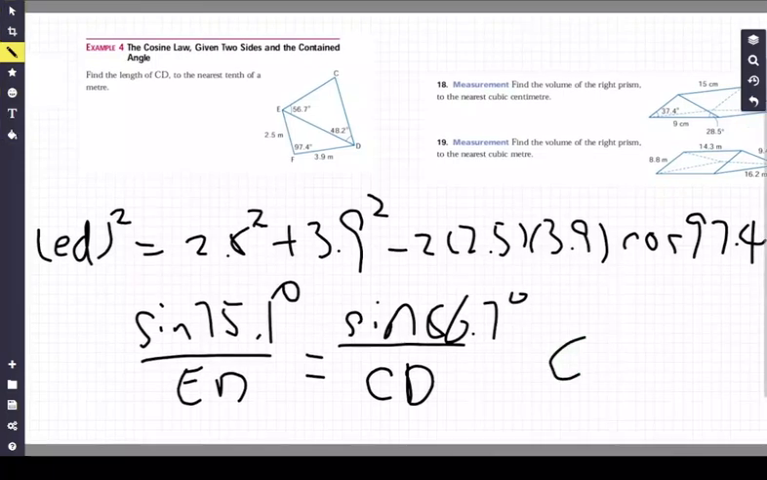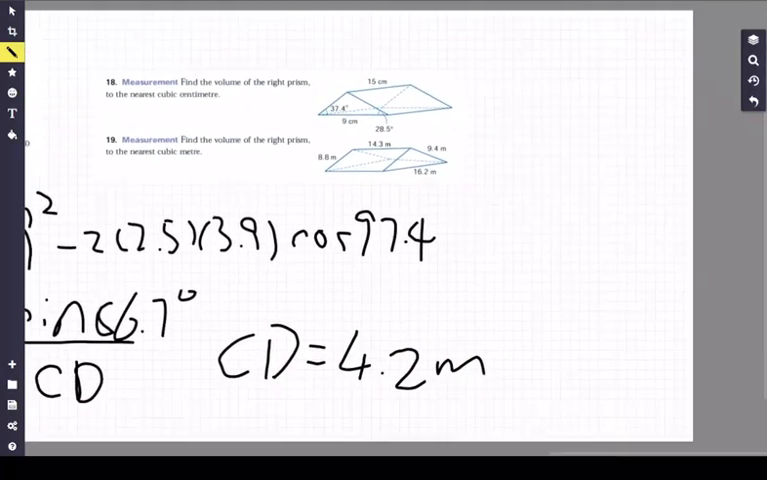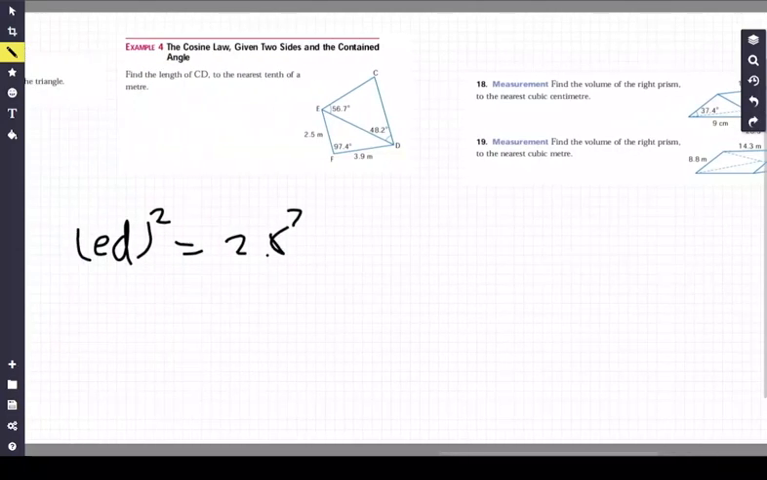CD is equal to 4.2 meters. And with that said, we have completed the lesson. Now, let's go ahead and do some practices.